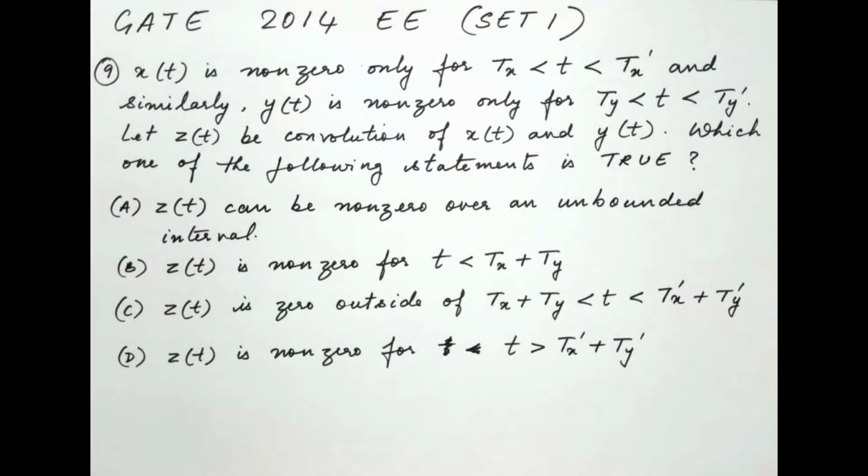Here's the next question, number 9. The question reads, x of t is non-zero only for t lying between tx and tx dash. Similarly, y of t is non-zero only for t lying between ty and ty dash. Let z of t be the convolution of x of t and y of t. Which one of the following statements is true? We have our 4 options given to us.